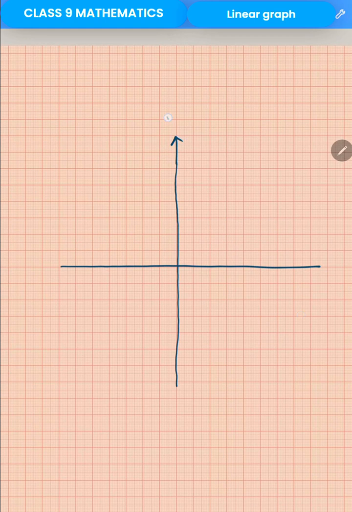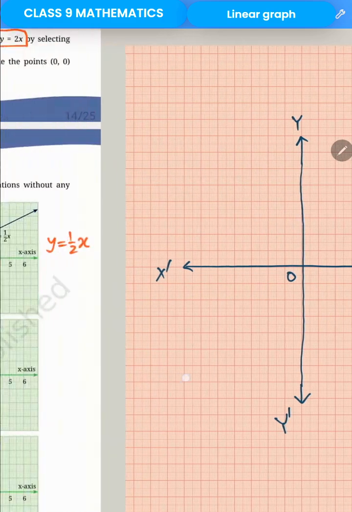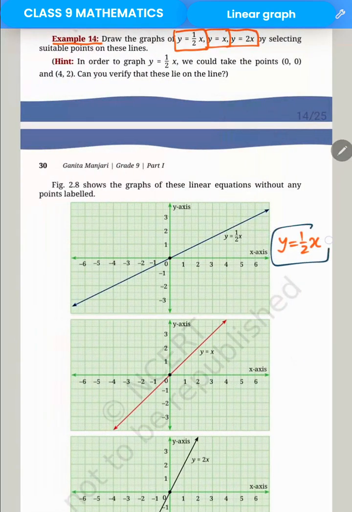At first we draw the x-axis and y-axis in the graph paper. Horizontal line is the x-axis and vertical line is the y-axis. Write x and x dash, also y and y dash. The intersecting point is O. To draw y is equal to 1 by 2x, we need to find three coordinate points. For this we will create a values table of x and y.